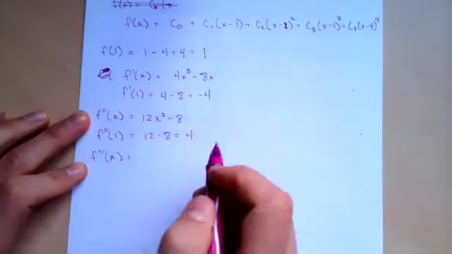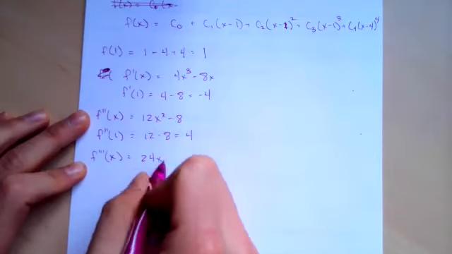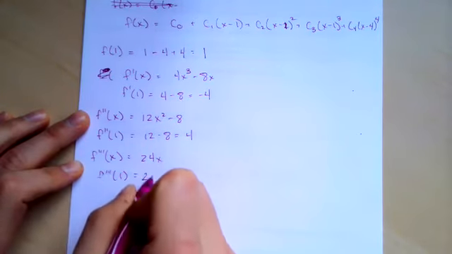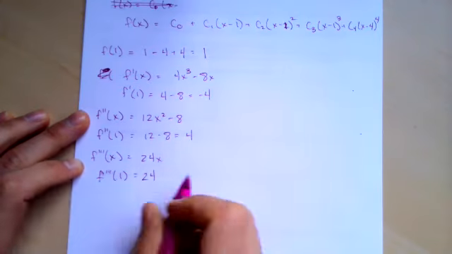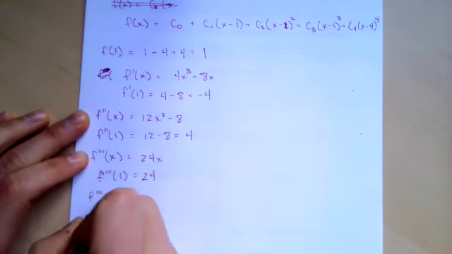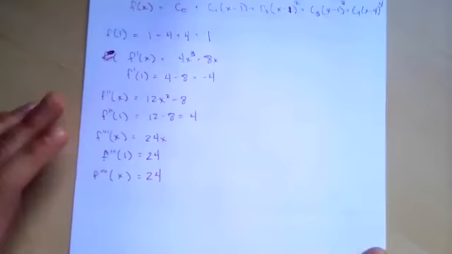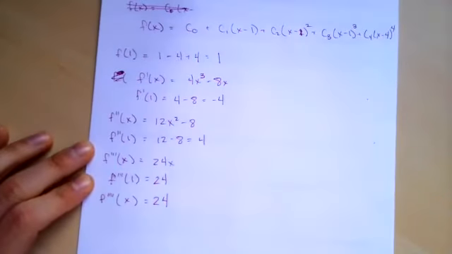Let's see, so our third derivative is going to be 24x. And so f triple prime of 1 is 24. And then our fourth derivative is just going to give us that constant of 24.